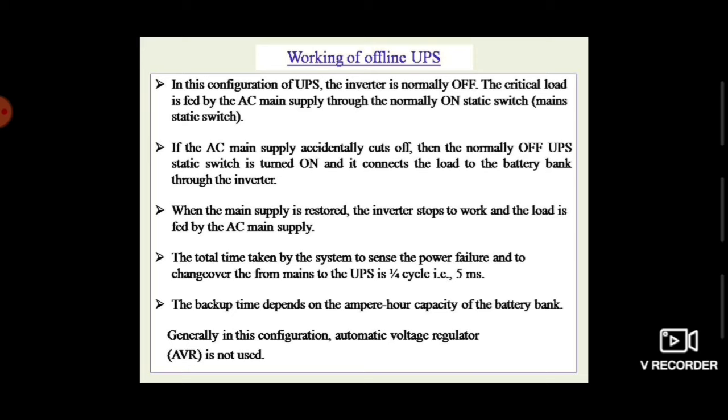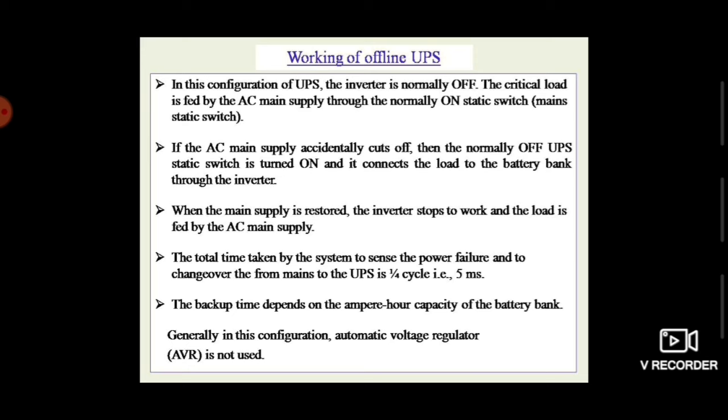The second point is that if the AC main supply accidentally cuts off, that is, fails, then the normally off UPS static switch is turned on and it connects the load to the battery bank through the inverter. When the main supply is restored, that is, when the main supply comes back, the inverter stops working and the load is fed by the AC main supply.